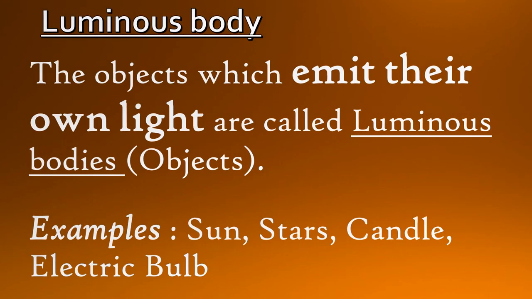Starting with luminous body. The objects which emit their own light are called luminous bodies or objects. Examples: sun, stars, candle, and electric bulb.